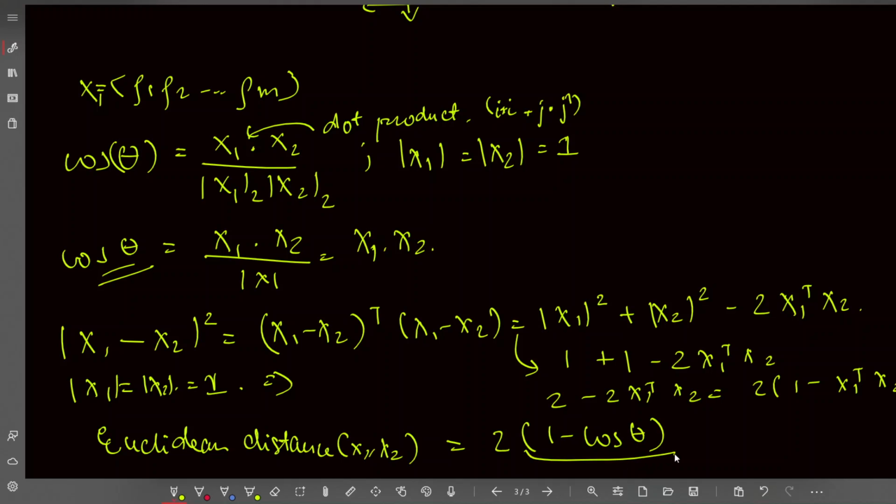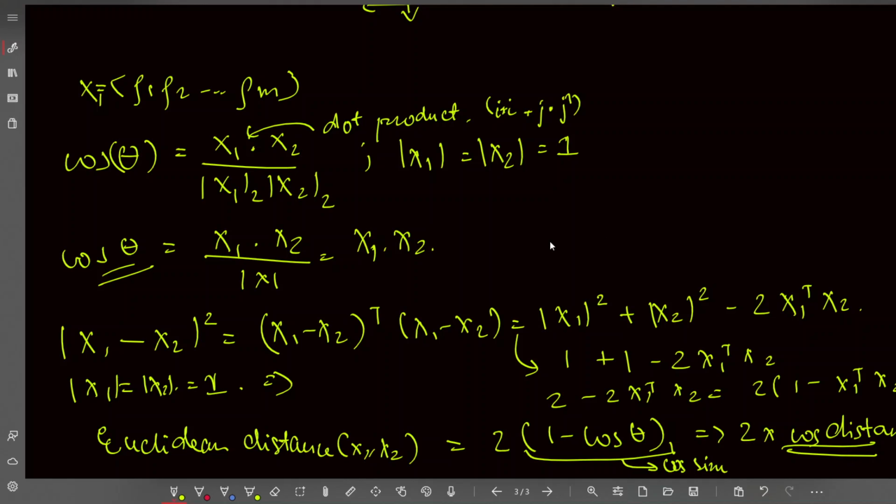Now this cos theta is the cosine similarity, right? Because from the formula we know that 1 minus cos theta is equal to the cosine distance. So it's equal to 2 into cosine distance. Okay, so this is how you relate the Euclidean distance to the cosine distance.